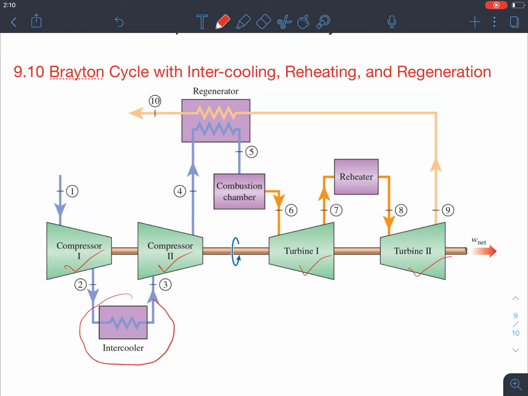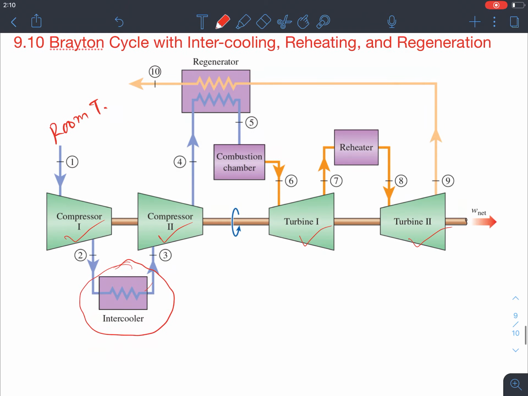The compressor outlet temperature rises as soon as the pressure rises, right? That's why we need to implement some sort of intercooler to cool down the temperature, not even to room temperature, but at least close to room temperature, right? Let's say this is room temperature. And then the exhaust of compressor 1 will be the input of compressor 2, right? And similarly, we implemented two-stage compression here.